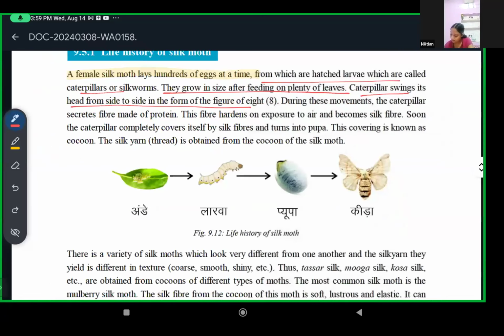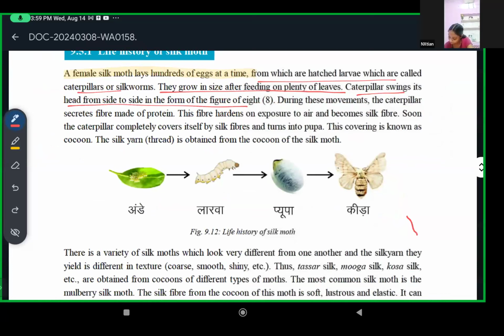Suppose this is my caterpillar. Now it moves like this.